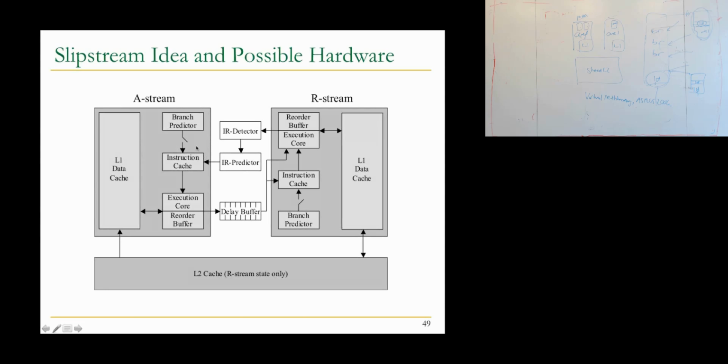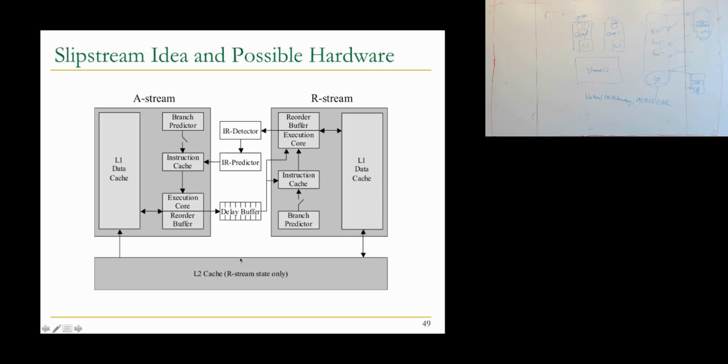There's a redundancy predictor and redundancy detector that figures out which instructions should actually be executed by the advanced stream. The advanced stream executes those instructions and puts them in a delay buffer, and the redundant stream takes them out of this delay buffer and re-executes every single instruction, but it reuses the results coming from the delay buffer. And the advanced stream fetches data into the L2 cache, and the R stream can actually read data from that L2 cache.